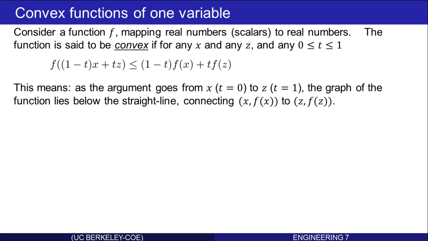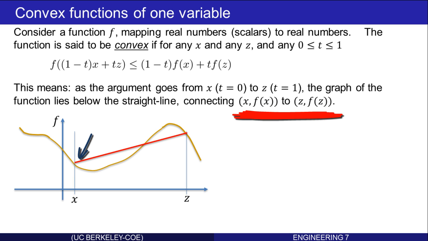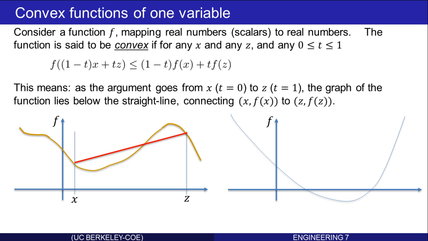Graphically, let's look at the function we examined earlier. If we pick this x and this z and draw the line connecting x, f of x to z, f of z, well, it's that red line. And the function does not lie below that red line for all values of t. This function is not convex. By contrast, here is a convex function.